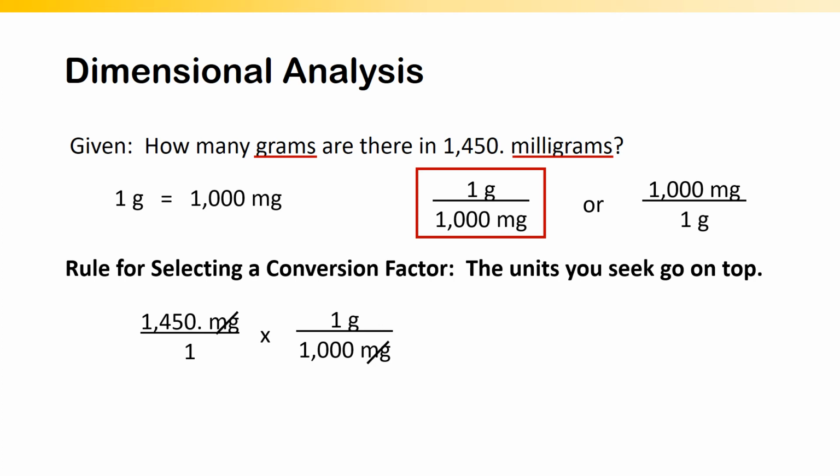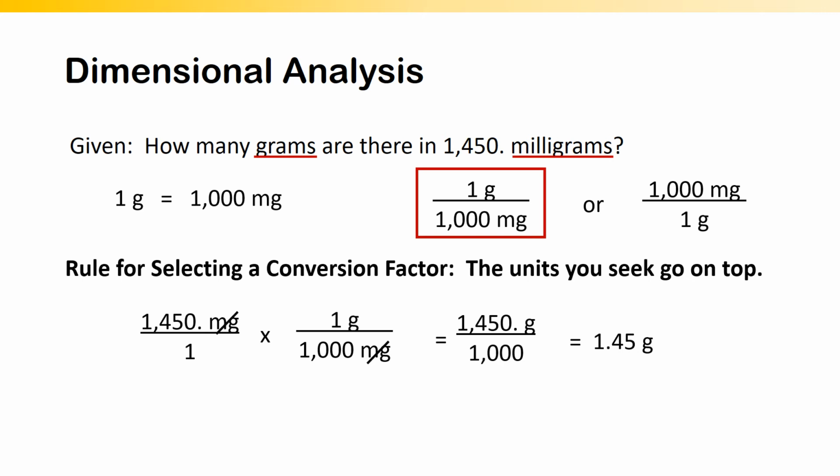We're going to multiply the numbers on top by each other, which is 1,450 times 1. We're going to put that in the numerator. We're going to multiply the numbers on the bottom, which is 1 times 1,000, and put that in the denominator. And you notice there are no units in the denominator. And at this point, we're going to divide the numerator by the denominator, and the value that we get is 1.45 grams. Now we're not quite done.